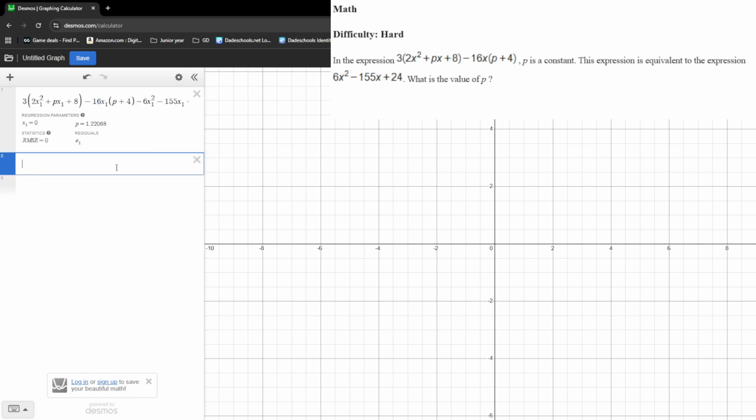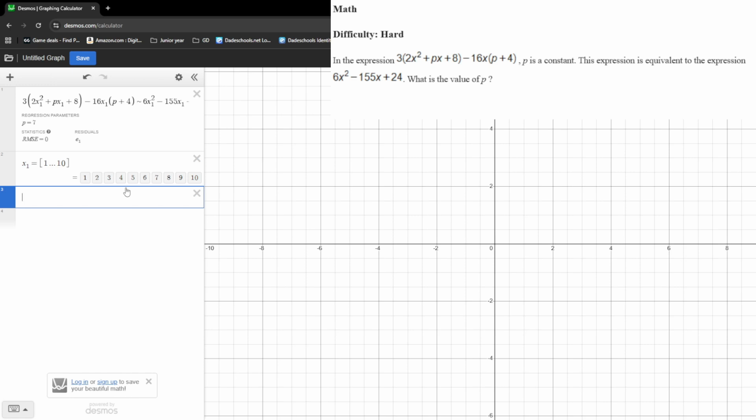It's an improper assumption. So we have to do our technique that we have done previously, where we do x1 equals brackets 1 dot 10. There you go. That's testing all those values, and it's telling you which value for the constant p is true for all of these elements, which is 1 to 10 for x1. So our answer for p is 7.